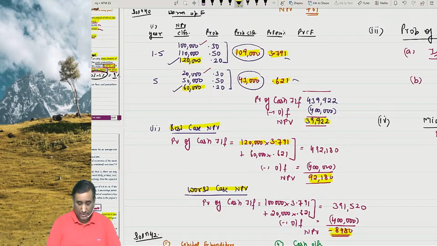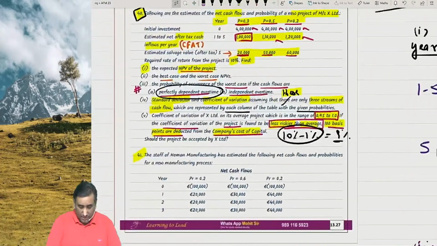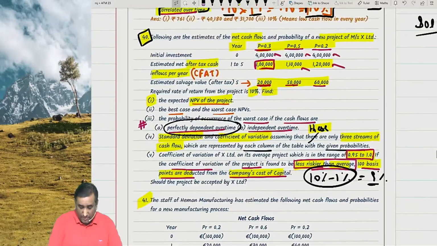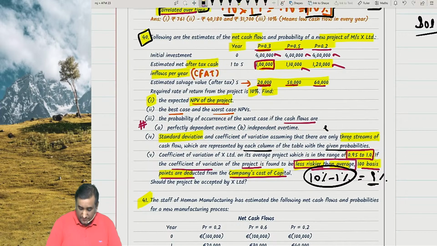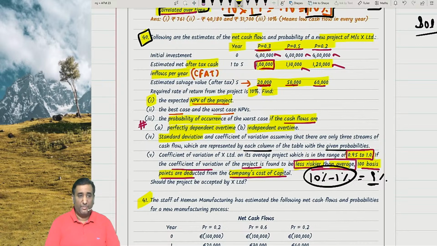Now it says third part. In the third part it says the probability of occurrence of the worst case if the cash flows are perfectly dependent over time, independent over time. Independent means first year happening, second year, third year, fourth year, fifth year happening are not dependent. And dependent means once it happens, then every time the same thing will happen. Worst case, what is the probability?